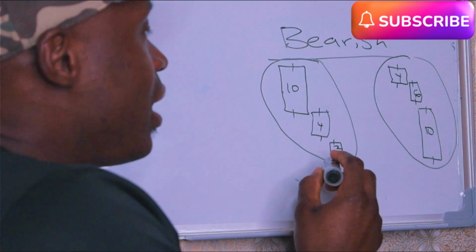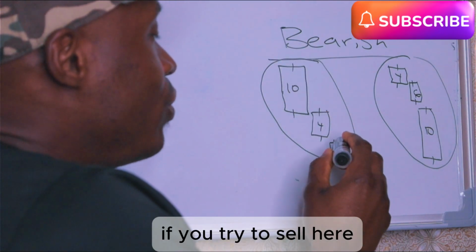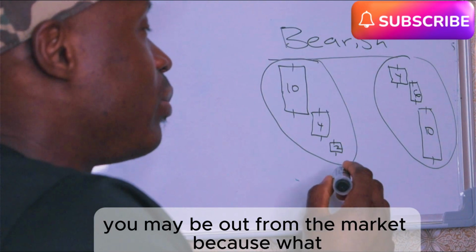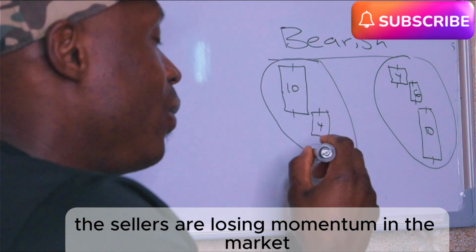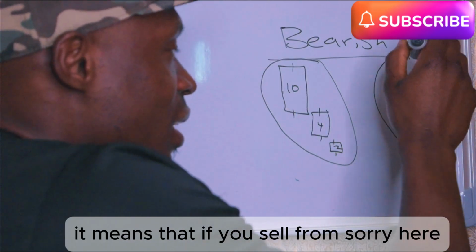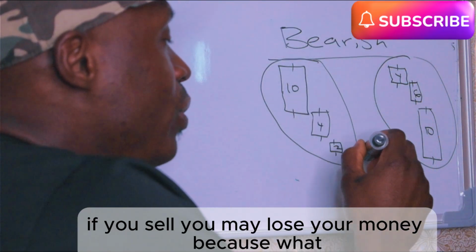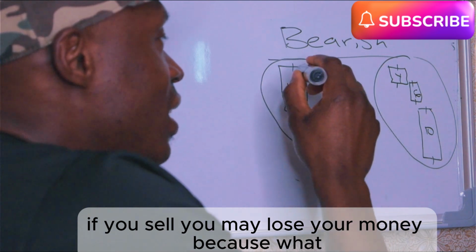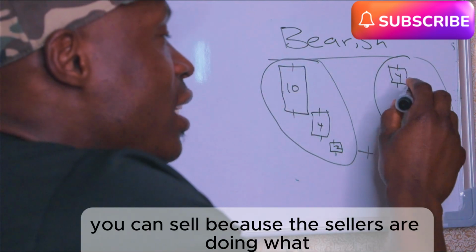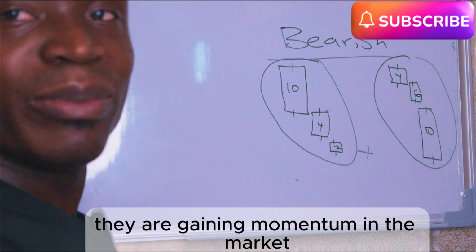So at this place, if you try to sell here, you may be out of the market, because the sellers are losing momentum in the market. Here, if you sell, you may lose your money because the sellers are already losing momentum. And here also you can sell, because the sellers are gaining momentum in the market.